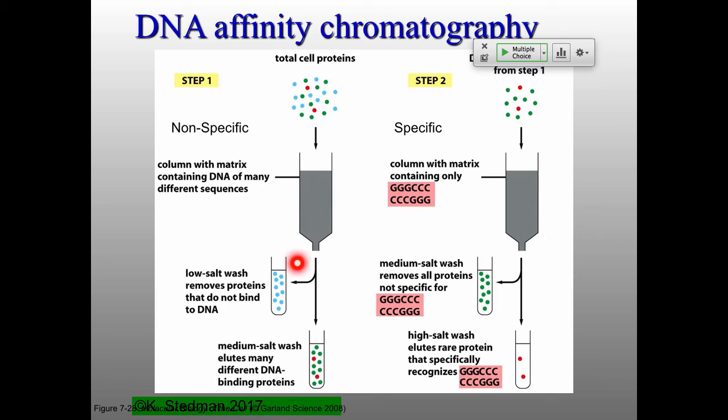You put your mixture in the top. Everything that doesn't bind to this column is not a DNA binding protein. We don't care about it. However, there's still going to be quite a few different ones. Again, 10% of the genes in the genome are encoding these particular DNA binding proteins. And there are going to be some DNA binding proteins, like those nasty histones, that bind really randomly to different pieces of DNA. So now you have a mixture of DNA binding proteins.